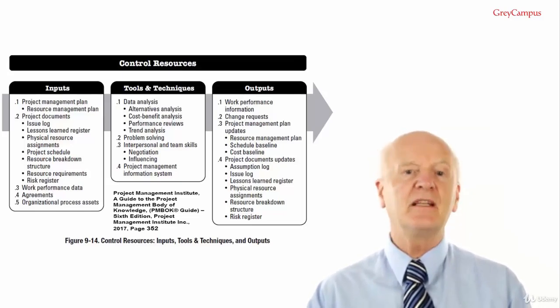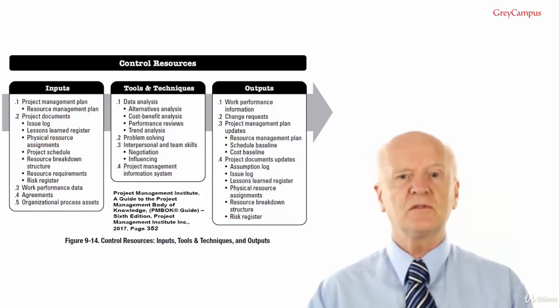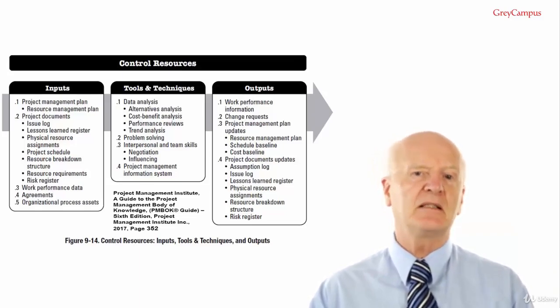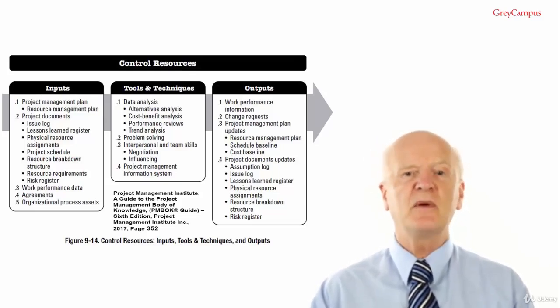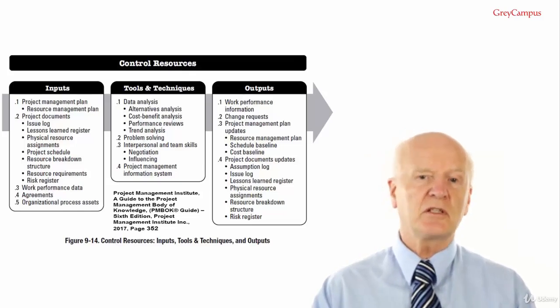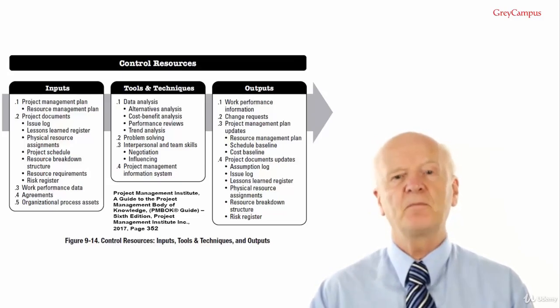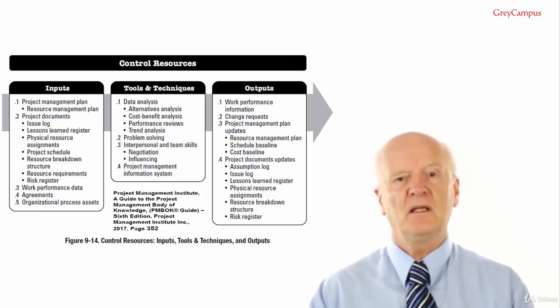Tools and techniques number 3, interpersonal and team skills. Sometimes known as soft skills or personal competencies, which are related to your personality. The interpersonal and team skills used for this process would include negotiation. The project manager may need to negotiate for additional physical resources, changes in physical resources, or costs associated with the resources. Influencing. This can help the project manager solve problems and obtain the resources needed in a timely manner.